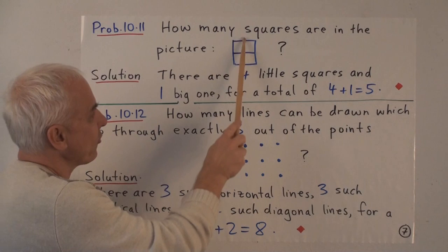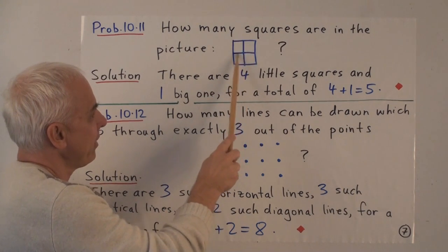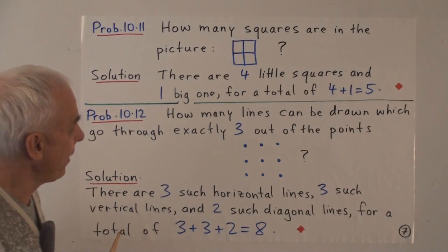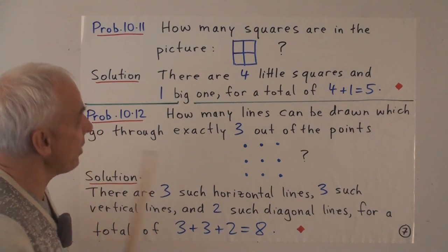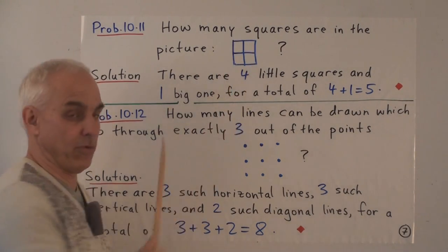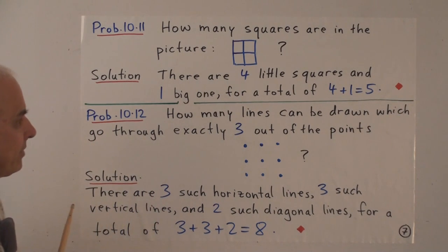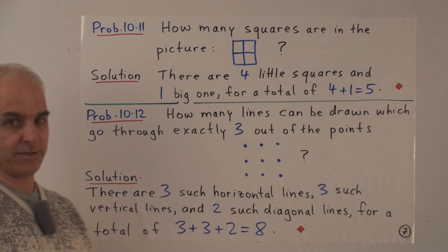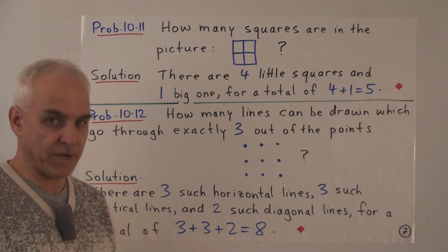Well, there's one square, there's another one, there's another one, there's another one, so there's 4 little ones. And then a little bit of reflection shows that, well, actually there's the big square itself too. That's also a square. So here's what I would write down. I would explain that so that someone can follow my reasoning.